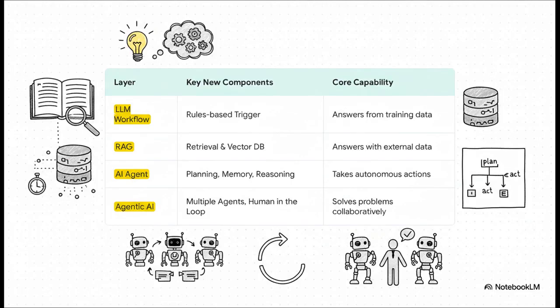We started with the basic LLM, just answering from memory. Then RAG gave it an external library. The AI agent gave it the power to plan and act. And finally, agentic AI introduces collaboration and, crucially, human oversight. Each step is a truly transformative leap.